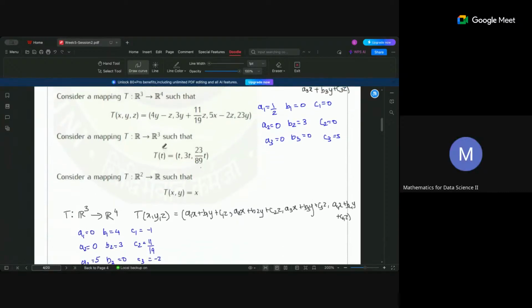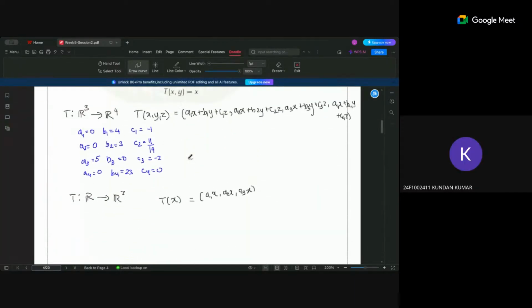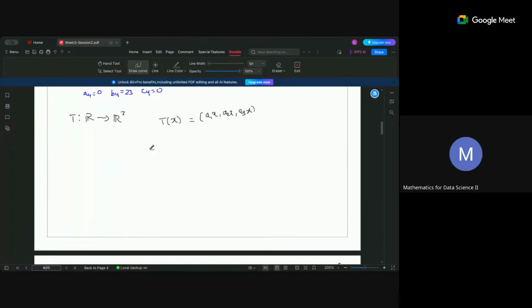Does it make any difference if we are changing the variable? Here, the variable is t. Will it make any change in the transformation? No, ma'am. No change. Now, what about the general form for R2 to R?